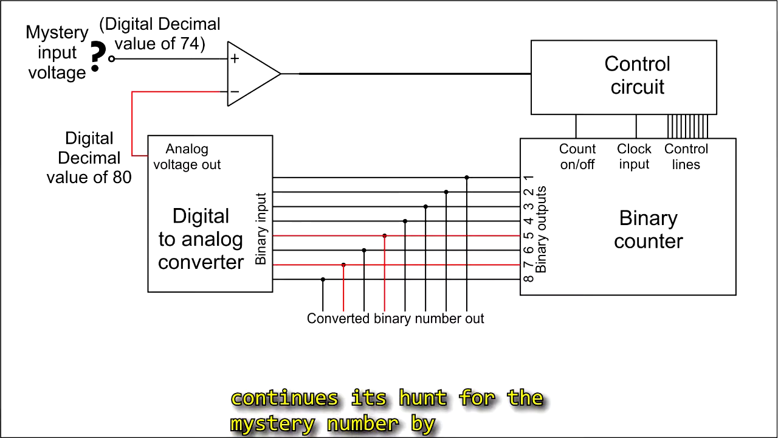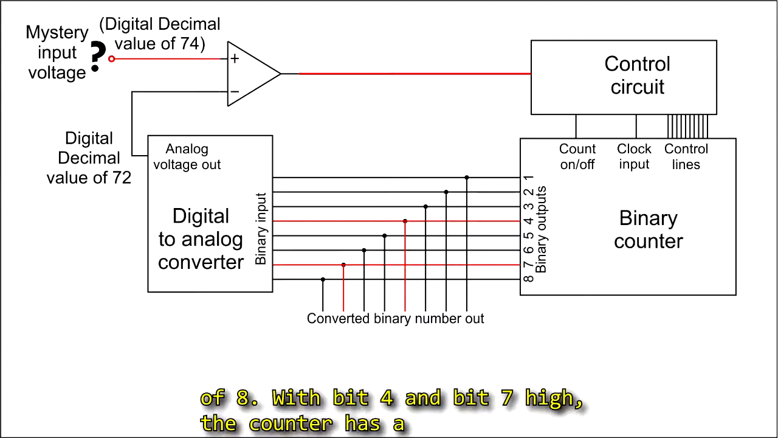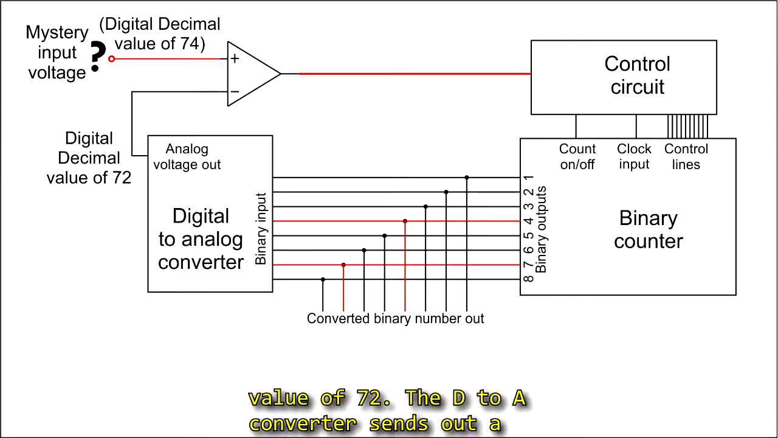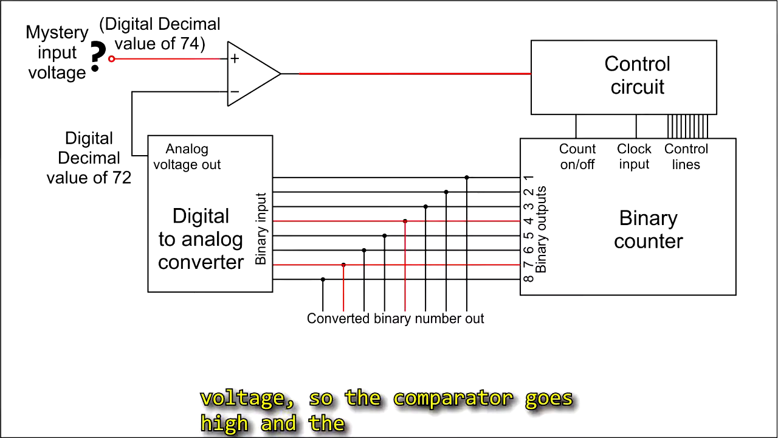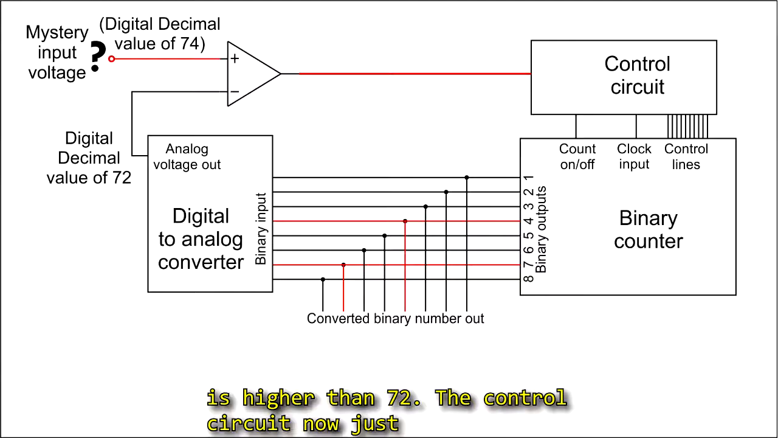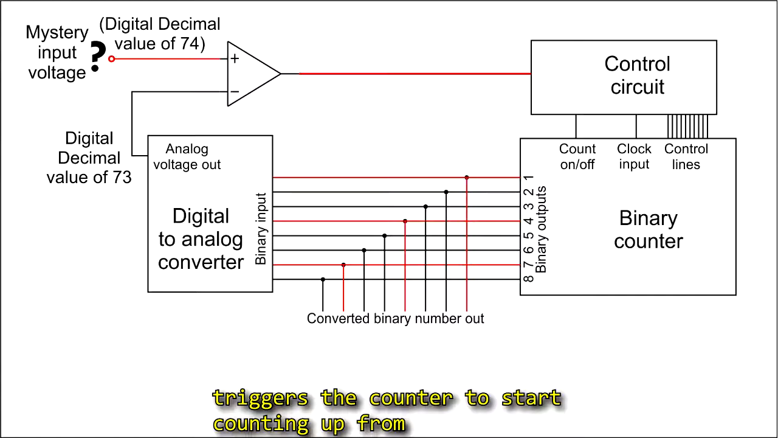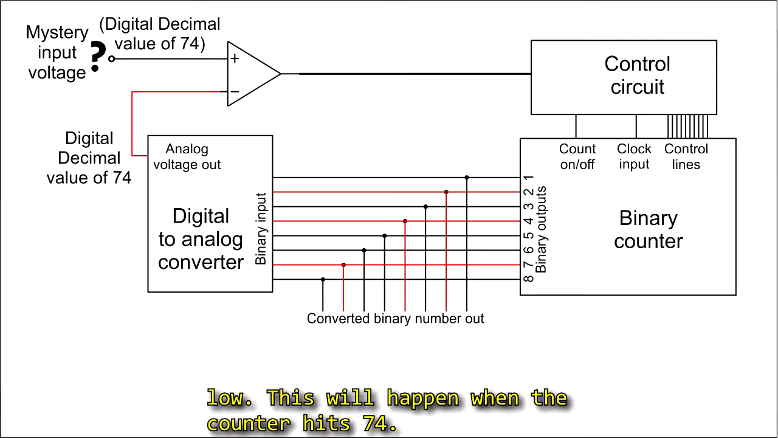The control circuit continues its hunt for the mystery number by clearing bit 5 and setting bit 4, which has a value of 8. With bit 4 and bit 7 high, the counter has a value of 72. The D to A converter sends out a voltage that is now lower than the input signal voltage, so the comparator goes high, and the control circuit now knows that the mystery number is higher than 72. The control circuit now just triggers the counter to start counting up from binary value 72 and stops when the comparator goes low. This will happen when the counter hits 74.